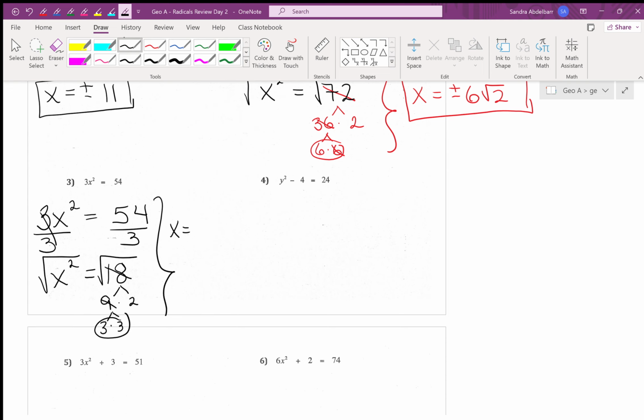X is equal to James? Plus minus 3 root 2.